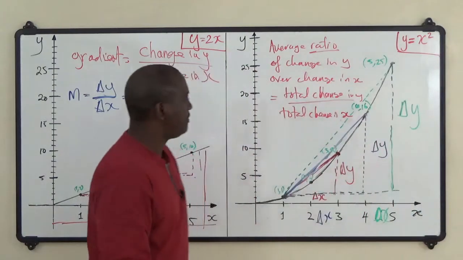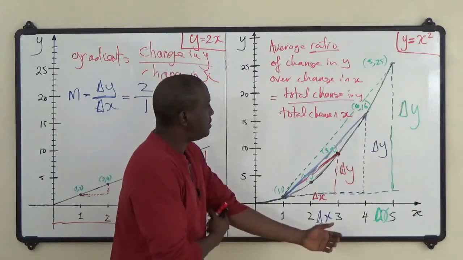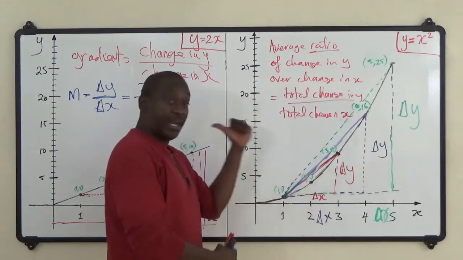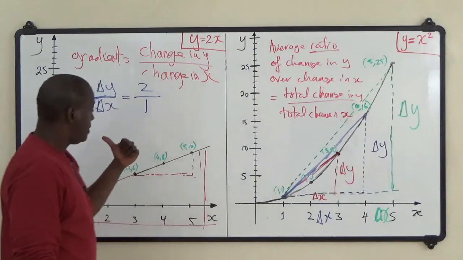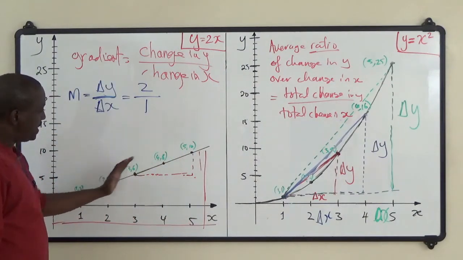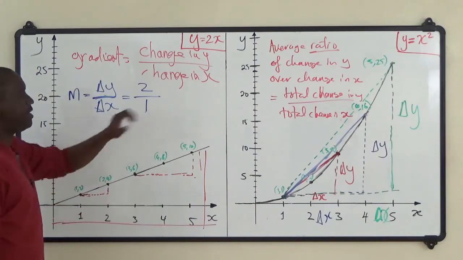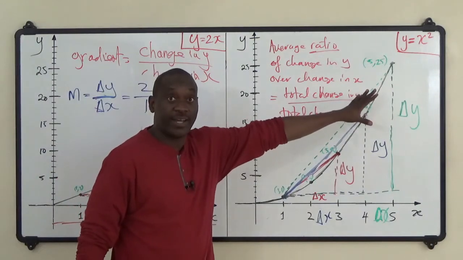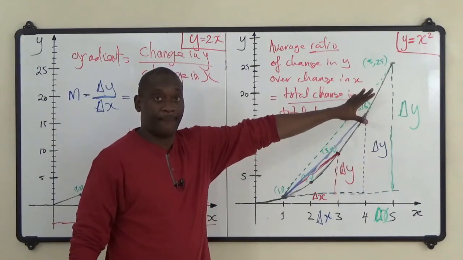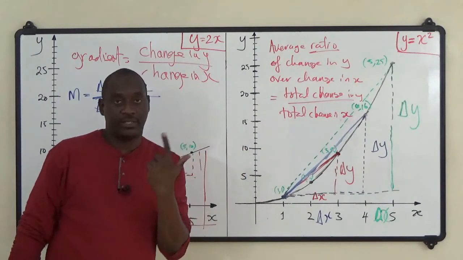So with the curve, you get a very clear sense that unlike the straight line, where the gradient between any 2 points will be the same, any 2 points you choose on this line will give you a gradient of 2, that is not the case over here. You get a different gradient depending on what points you choose.